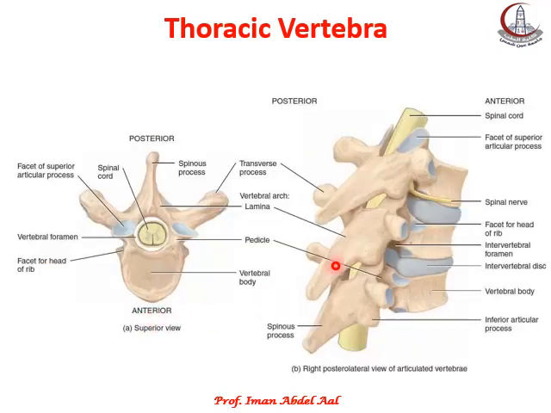Again, another picture to show you that the vertebrae are joined together. This is the transverse process, this is the lamina, this is the spine. Here, this is the transverse process, these are the two laminae forming the spine, this is the pedicle, and this is the body of the vertebra.